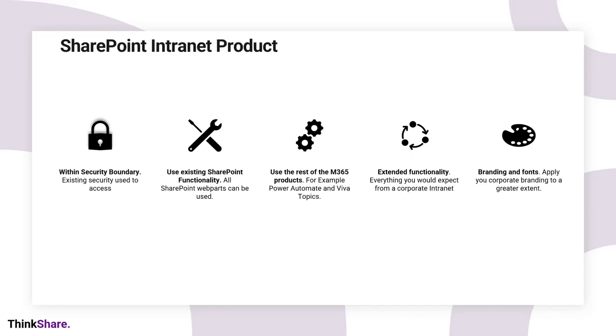On the branding and fonts, you can apply your corporate brand. You can apply your colors: your primary, your secondary, and third colors. You can change individual sections and individual headers to a greater extent with a SharePoint intranet product. Not to a full extent, because you're still limited by the SharePoint interface and what has been built on top of SharePoint. So that's a bit about a SharePoint intranet product that you could purchase on top.